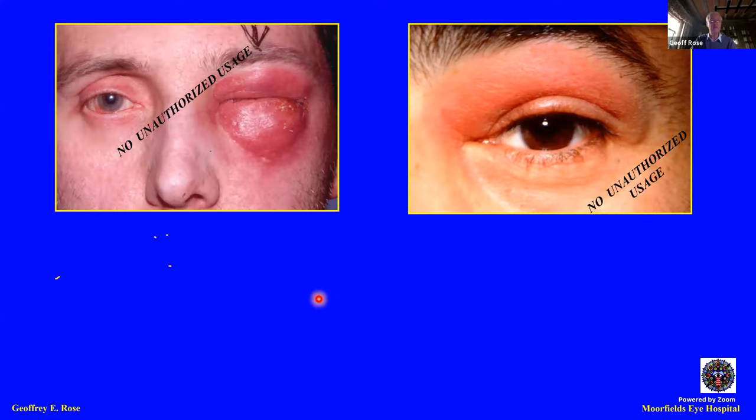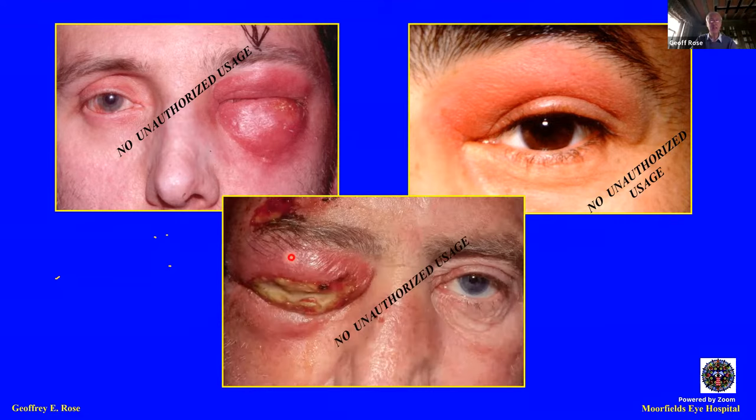Infection, I don't have to add much on infection. It can occur following surgery. This was referred following an orbital floor implant. This is an early cellulitis and necrotizing infection. This actually isn't following surgery, but it can occur following any incision.